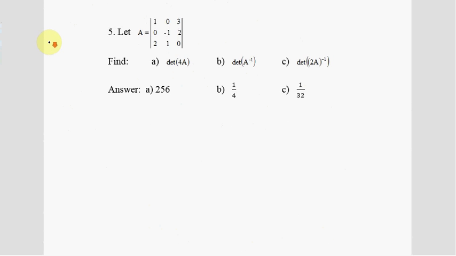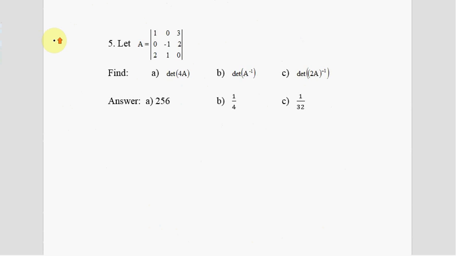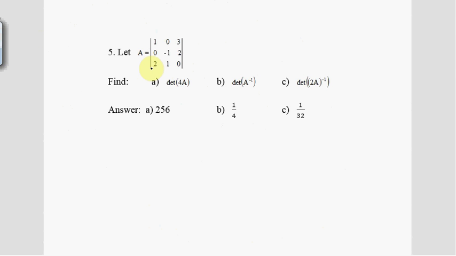Okay, the last one here. Number 5. What you want to do is to first find the determinant of A, and then you see what this says. This says the determinant of 4A. We've got to interpret that. Okay, so let's first find the determinant of A, and it's already set in that form to find the determinant.